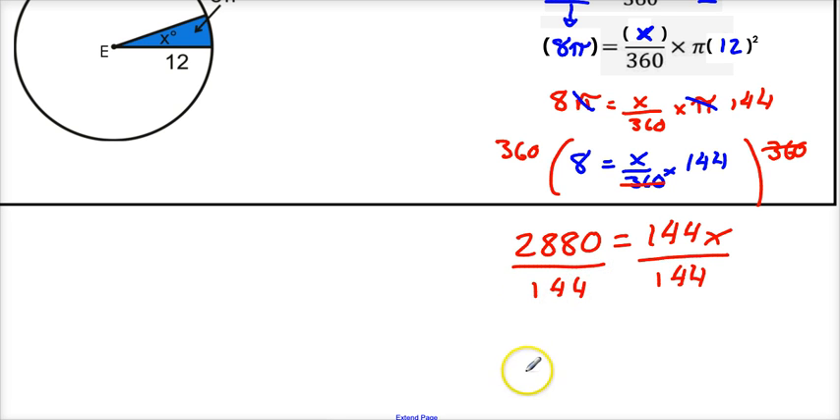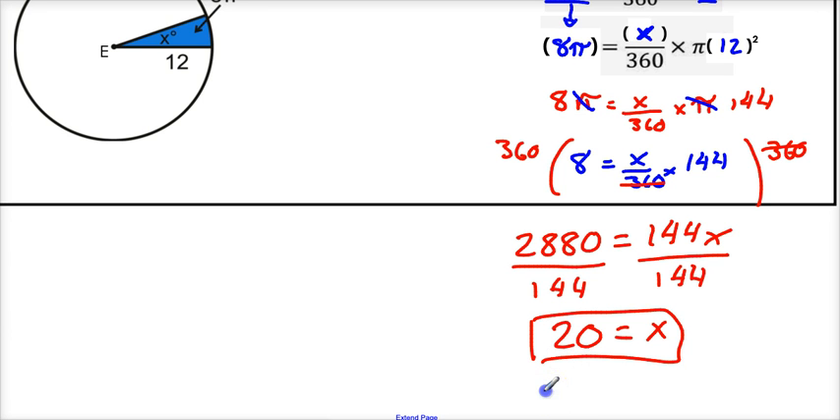All right, and what we should get, let's put that in the calculator. I'm even taking my calculator out, and we get 2880 divided by 144 is 20. So we found out that the measure of angle E equals 20 degrees.